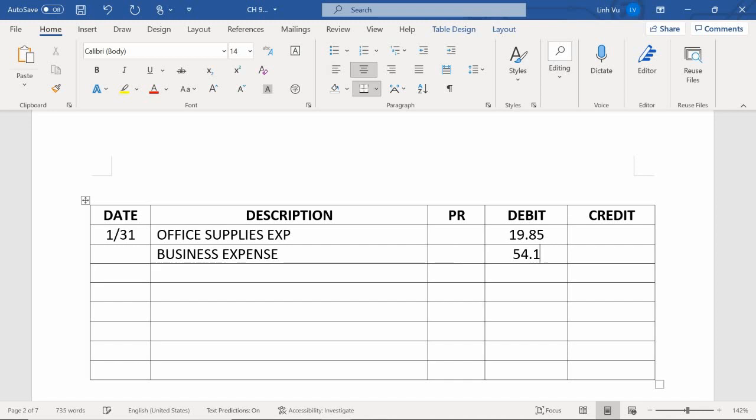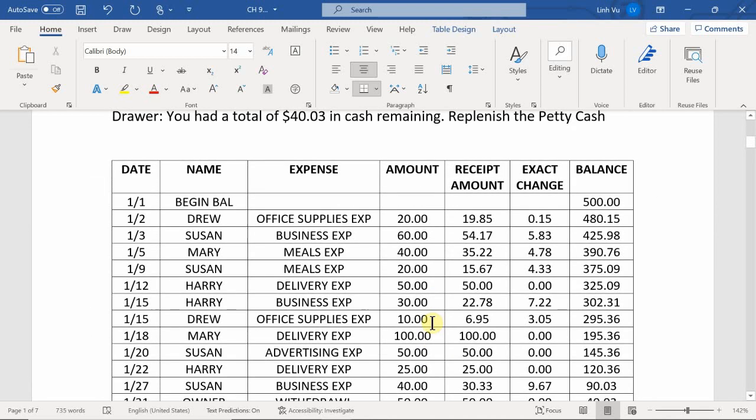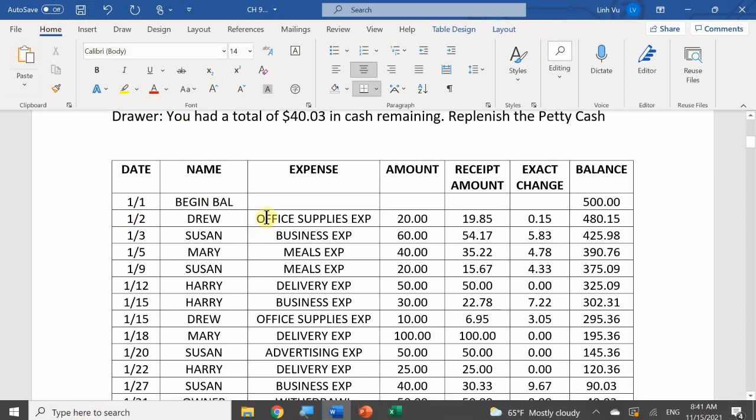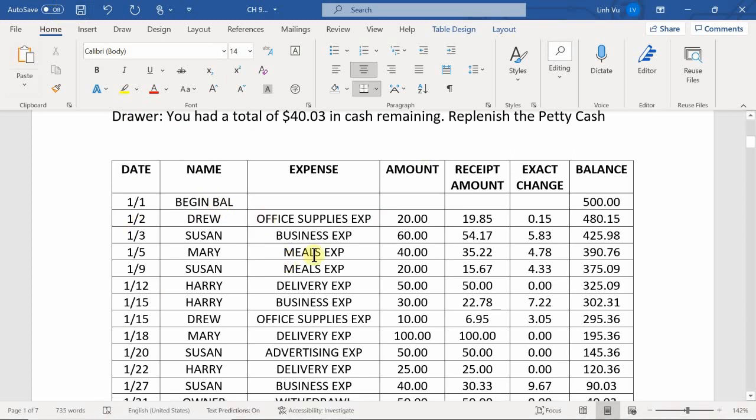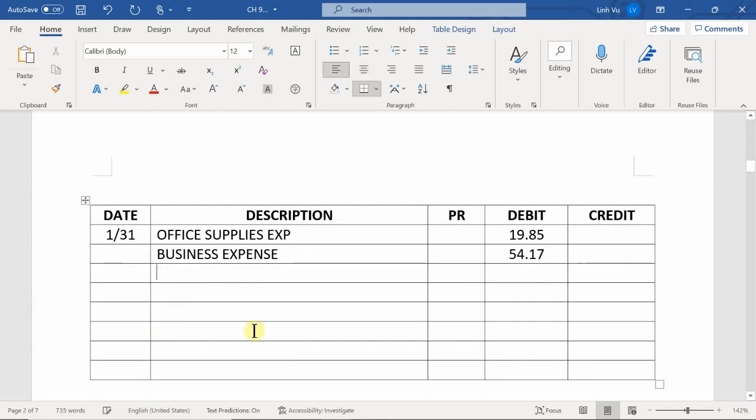So right there, I got some business expenses for $54.17. Right? So then let's see what happened next. Then Mary took some money out to pay for some meals expense. There was a board meeting or something like that, a staff meeting. We had to buy meals. So for $35.22. So there you go. Meals expense.